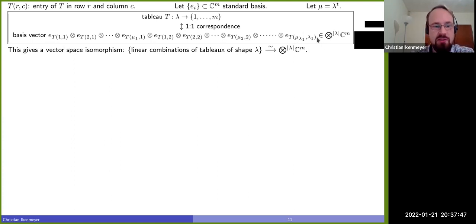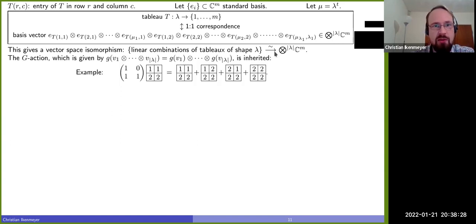So if your tableau just has a 1 and another 1, this is just E1 tensor E1. And if your tableau has some other entries, you get some other tensors. So this is literally the correspondence: for each tableau you get a basis vector, but also vice versa. But now, why is this interesting? Because you have a natural action of your general linear group on the tensor space. So this gives actually a vector space isomorphism between your tensor space and linear combinations of tableaus. It's a vector space of formal linear combinations of tableaus.